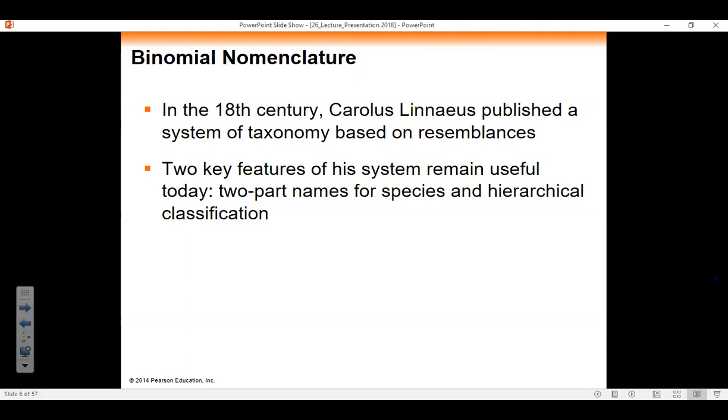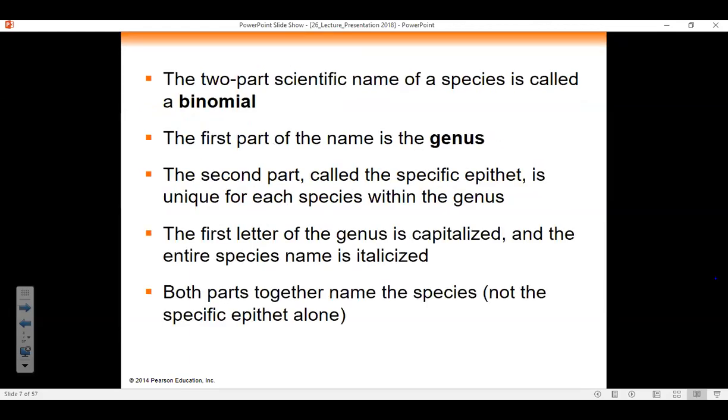What does bi mean? Two. And nome means name, so this is a two-name naming system. The first part of the name is the genus, and the second part of the name is species. Does anybody remember genus and species? Have you heard those words before? Does anybody know our binomial nomenclature name?